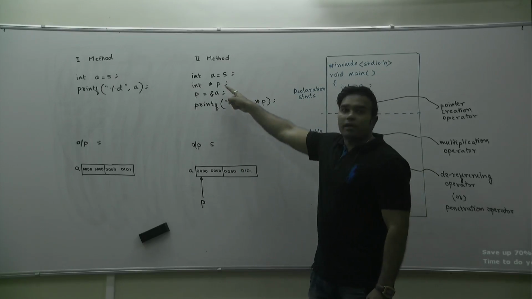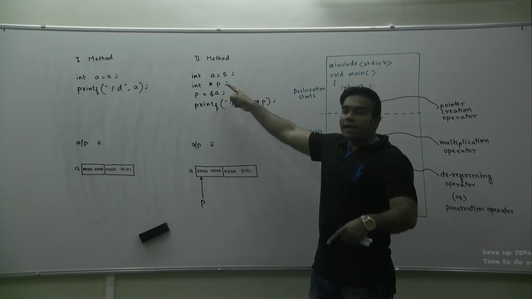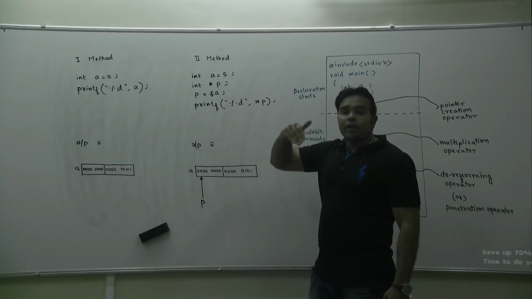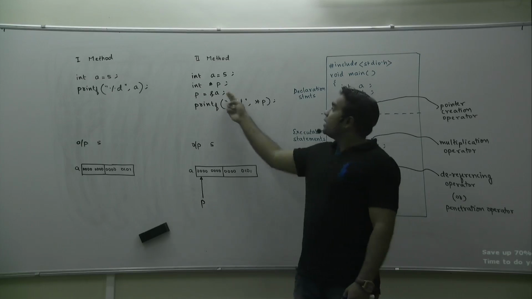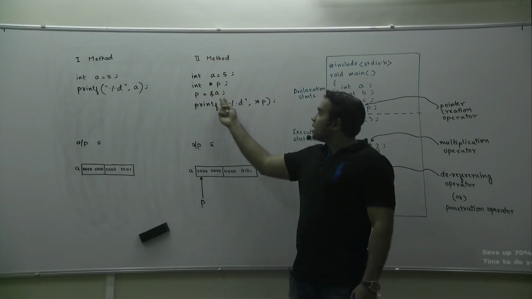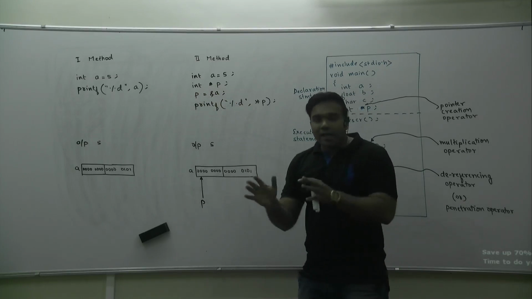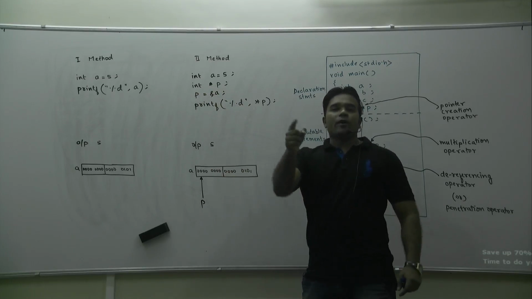Creation of a pointer. When you create it, it is dangling. Secondly, converting the dangling pointer to a specific pointer by assigning to it an address. Here I have assigned the address of A, and hence P's dangling nature I have avoided, and I have made it point to a variable.